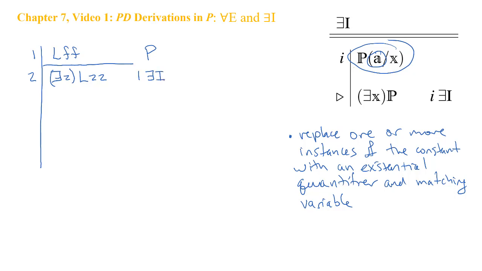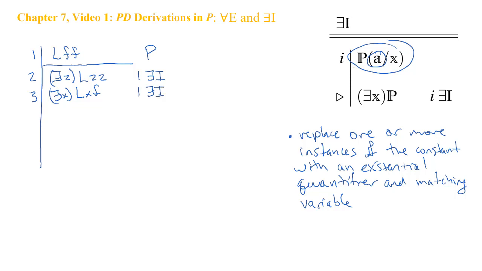But unlike universal elimination, where we have to replace all of the variables with a constant, here we can choose whether or not to replace all of the constants with the variable. So take line 1 again. It says LFF, Fred loves himself. But if Fred loves himself, then there is some x such that that x loves Fred. That is also a correct application of existential introduction to line 1.